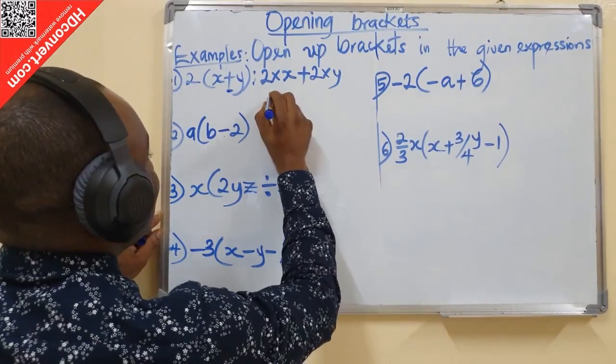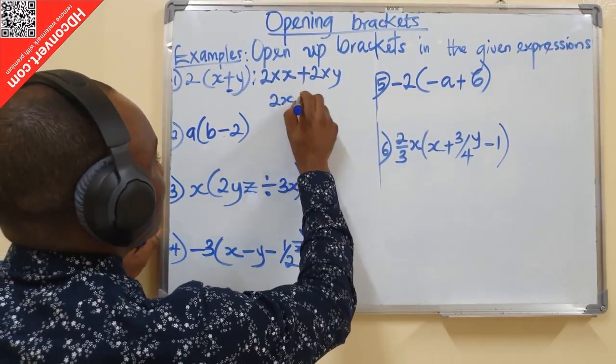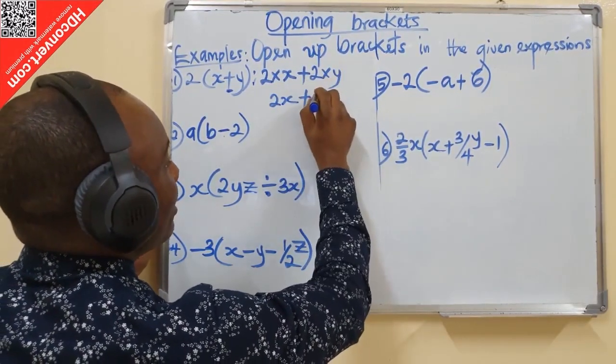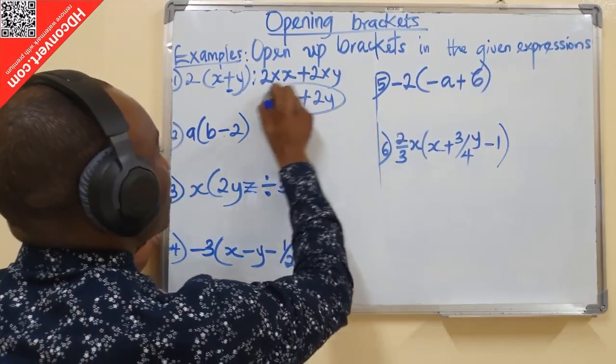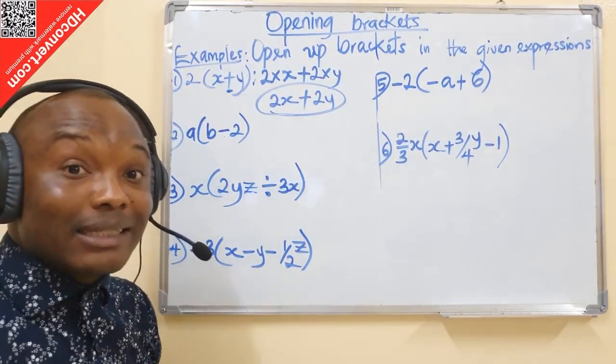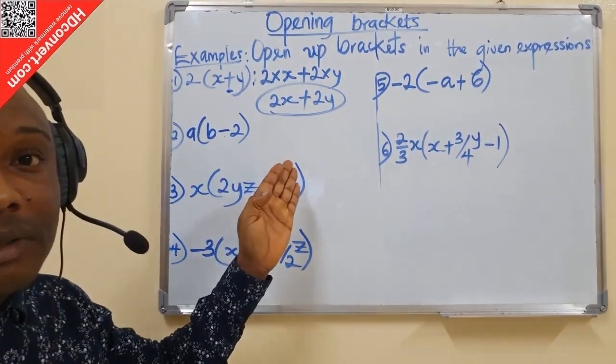Therefore, 2 multiply x gives us 2x, plus comes down. 2 multiply y gives us 2y. We are done. Nothing more than that. It's as easy as you can see it on this board.